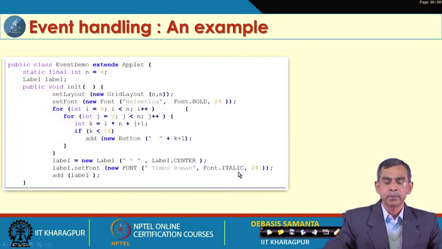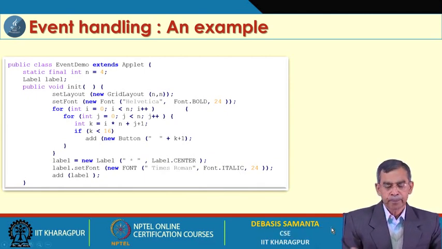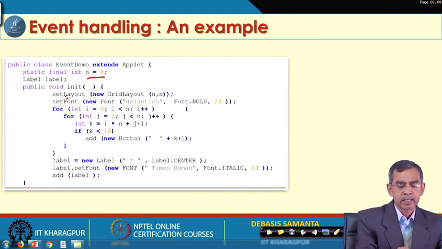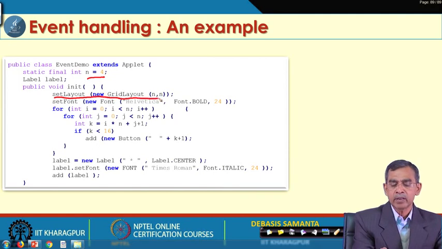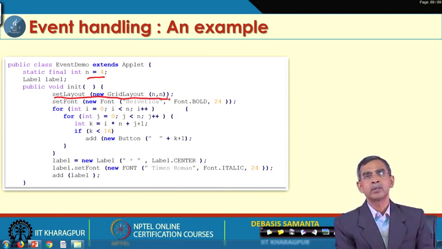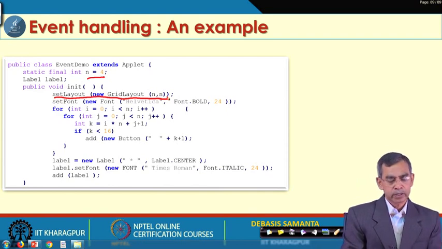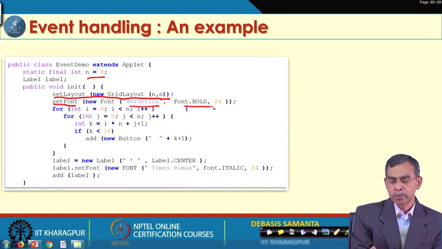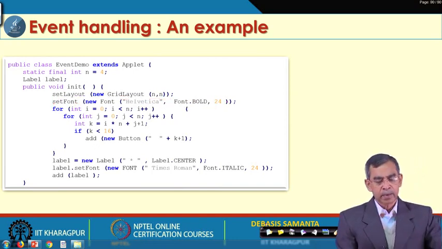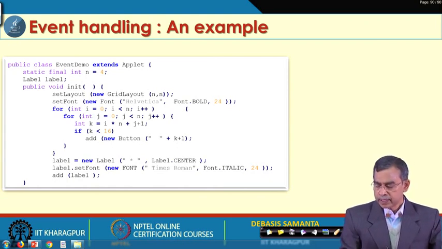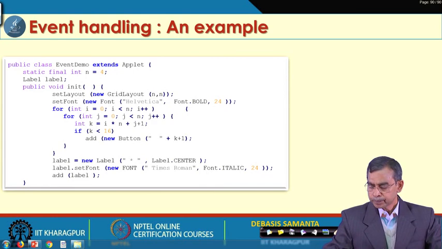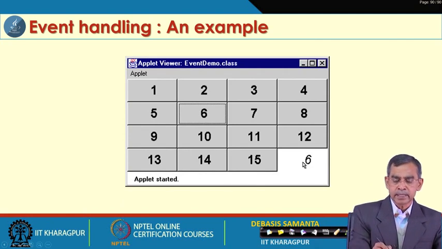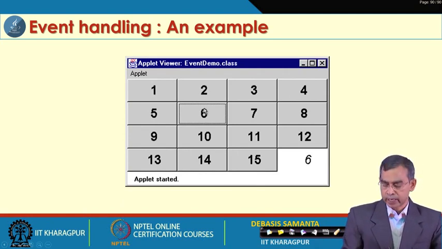Now, the code is pretty simple here. First, n is 4, which means we have to create a 4 cross 4 layout. That is done by set layout, grid layout n cross n. Obviously, we want to use the grid layout as the manager for my layouts. Then, with set font, we create the font as Helvetica bold, size 24. That means all the fonts we have set to display are used here. These are the fonts we have discussed, the Helvetica font.